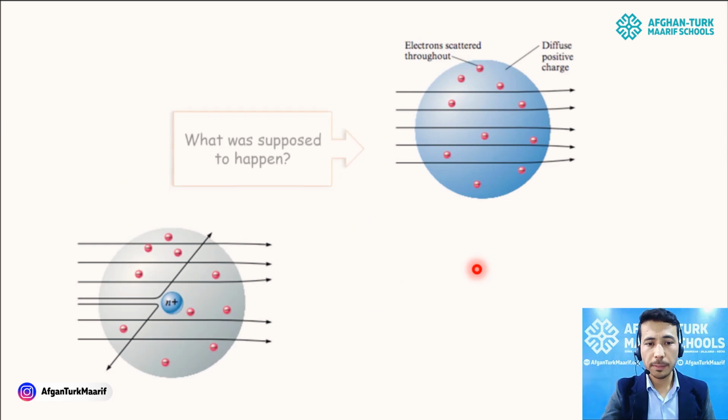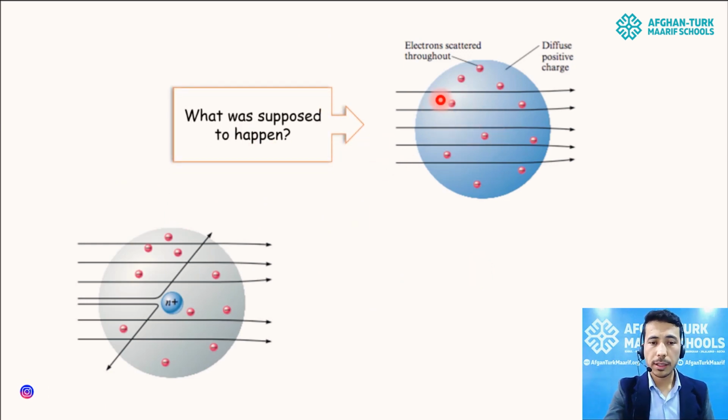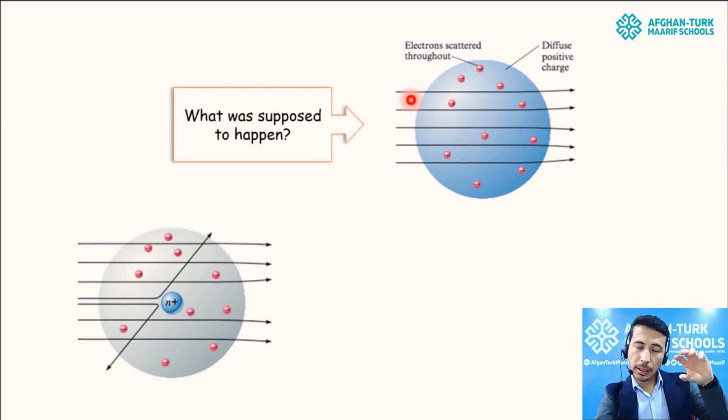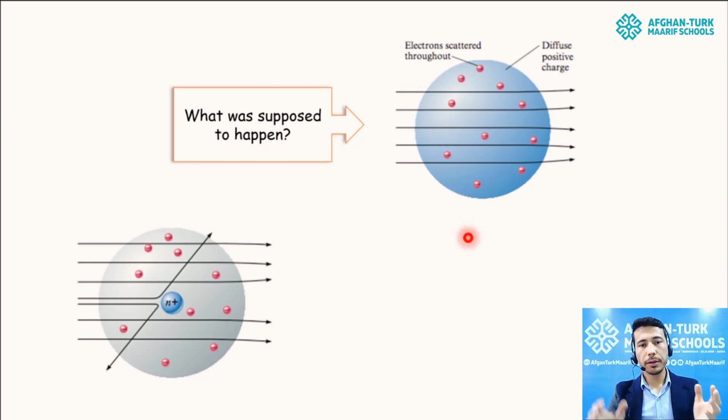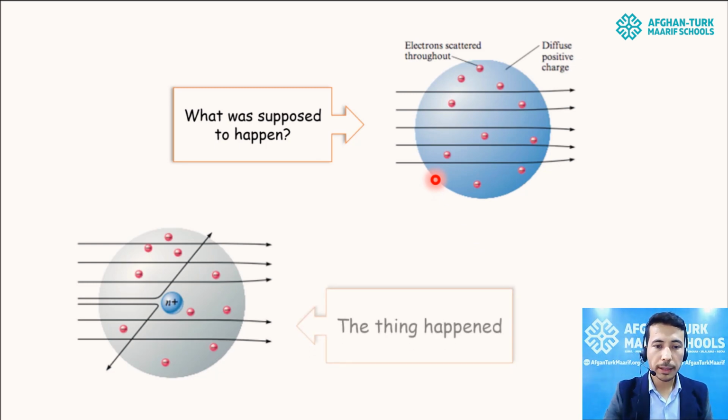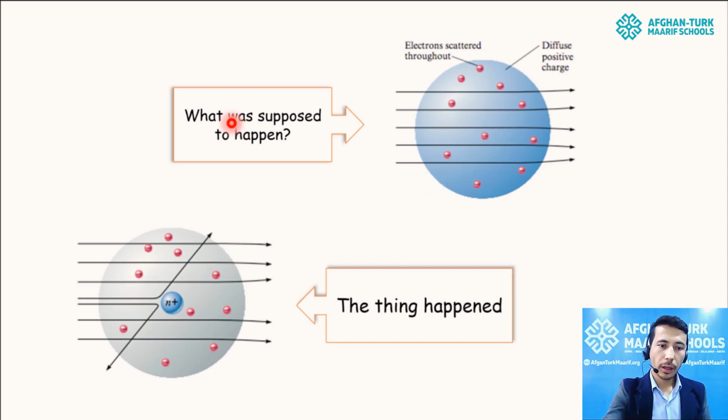He was expecting something like this. He was thinking that if an atom is a kind of tiny ball with a positive fluid filled inside and electrons suspended, the alpha particles must pass through it. But that didn't happen. So what happened? Something like this. Most of the alpha particles were passing through, but some of them were deflecting into various directions.